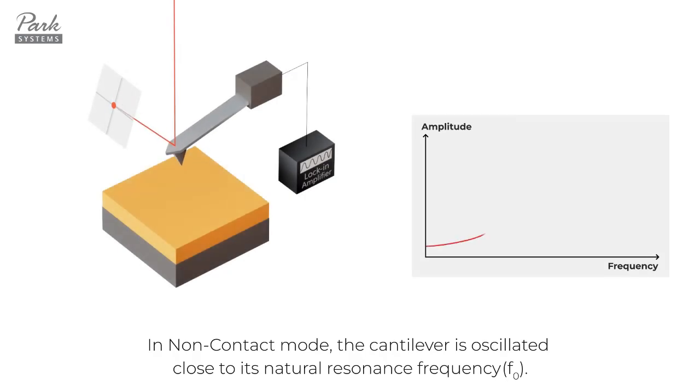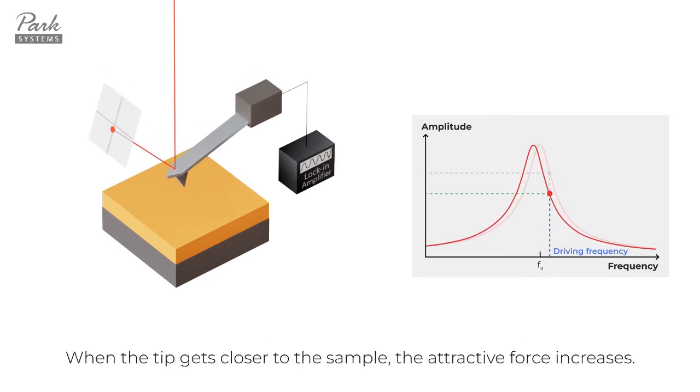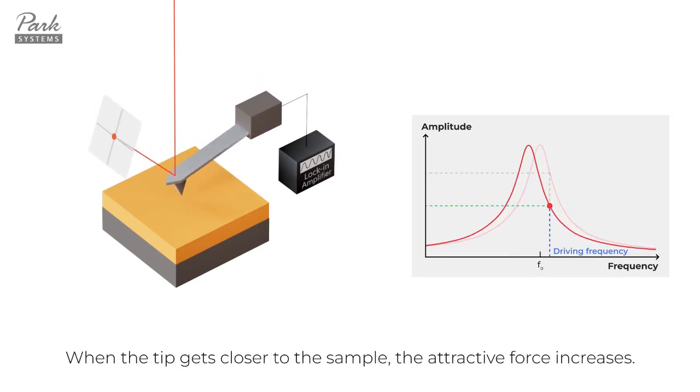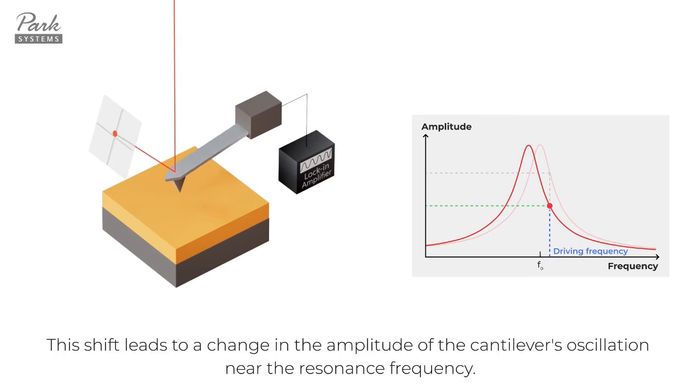In non-contact mode, the cantilever is oscillated close to its natural resonance frequency. When the tip gets closer to the sample, the attractive force increases. This increase in force causes a shift in the resonance frequency towards a lower value. This shift leads to a change in the amplitude of the cantilever's oscillation near the resonant frequency.